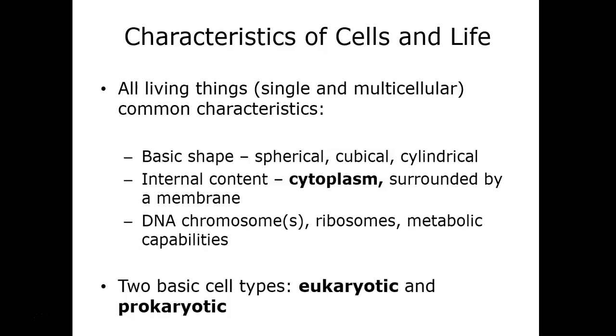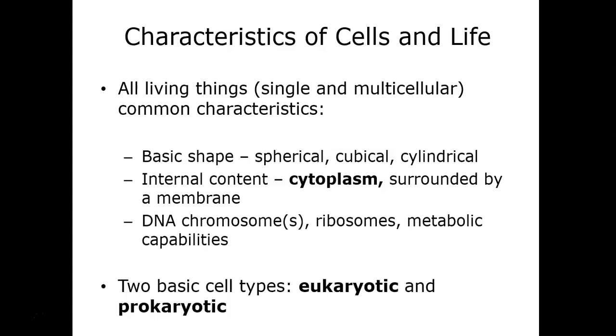All living things have a basic shape, whether it's spherical or cylindrical. We'll talk about particular shapes. And when we're talking about bacteria, bacteria can be what they call cocci, and those are spherical, or they can be bacillus, which has this cylindrical shape. They have some type of an internal content. Most of the internal makeup of a cell is this gelatinous material, which is the majority of its water, about 70% of it is water, and it's referred to as the cytoplasm.